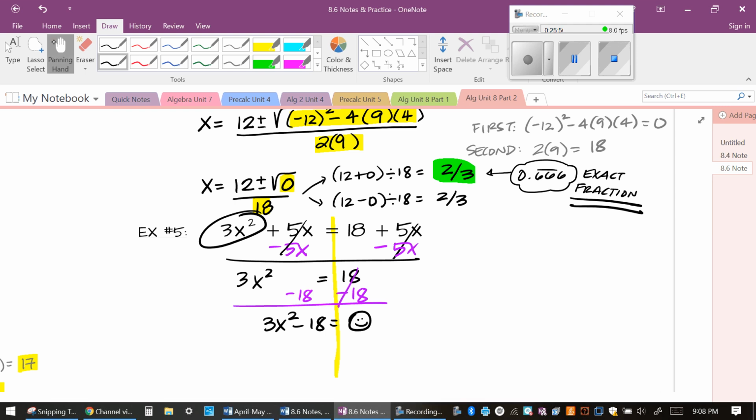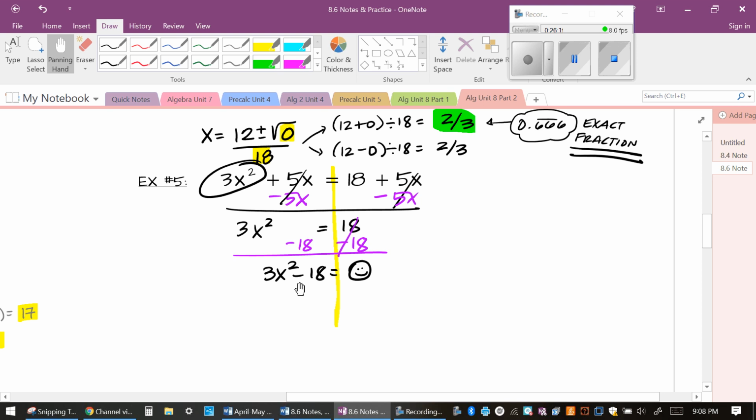So the first thing I did is I canceled the positive 5x by subtracting 5x with the like term on the left, and they ended up canceling on both sides, so there were no more linear terms. Then the 18 was positive, I subtracted it, so I can't subtract 18 from the 3x squared because they're not like terms, so I kept them separate.